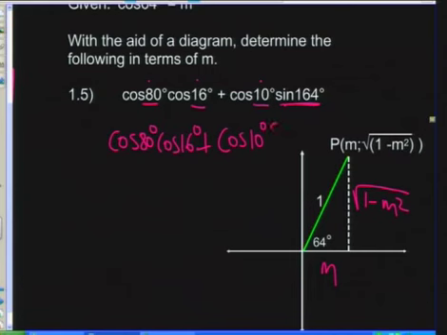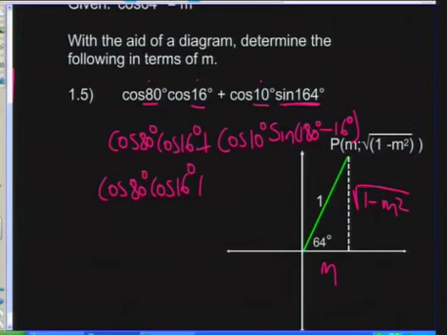Let's see what I can do. So this is sine of 180 minus 16 degrees. Then this is cos 80, cos 16 degrees, cos 10 degrees. This is positive because 180 minus theta is in the second quadrant. Therefore, this is sine of 16 degrees.